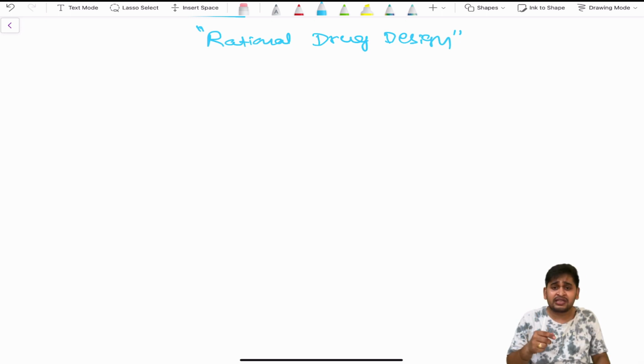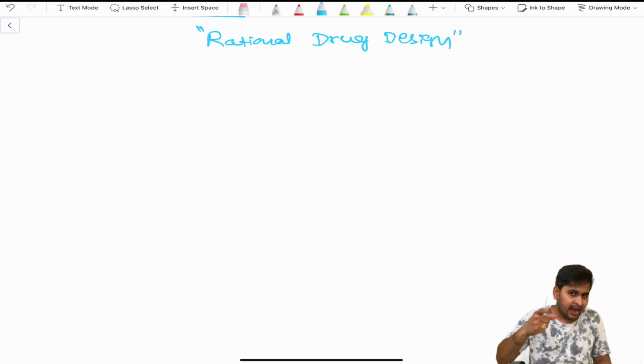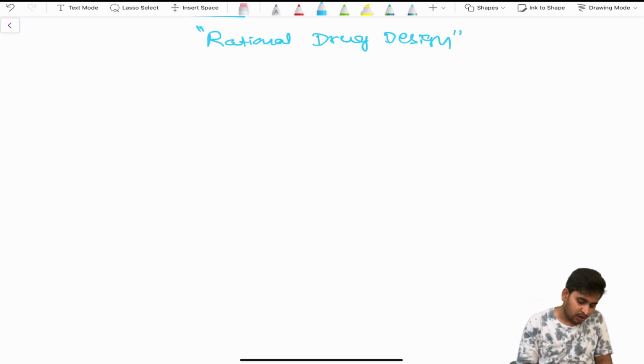If you go with some immunological disorders, we are using antibodies directly, monoclonal antibodies against the disease. Now these antibodies are developed by a technology called hybridoma technology.